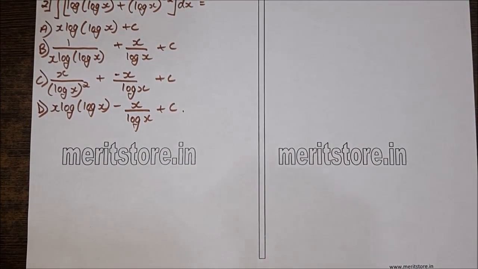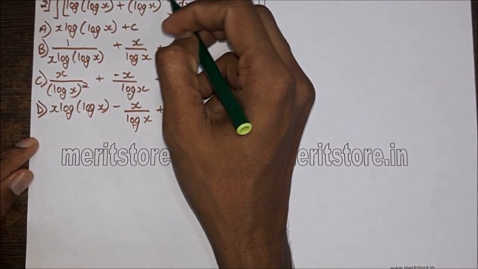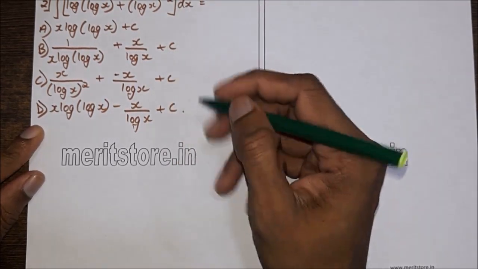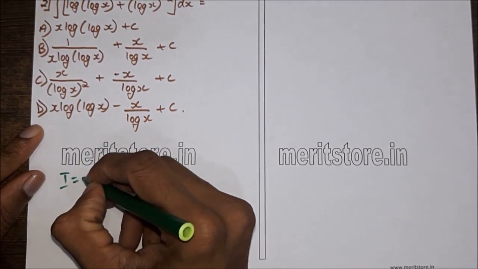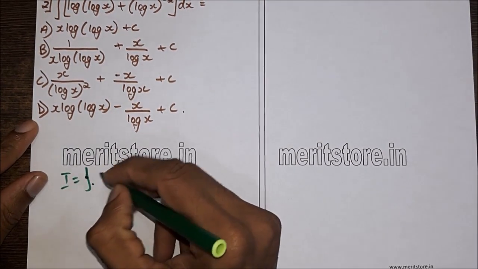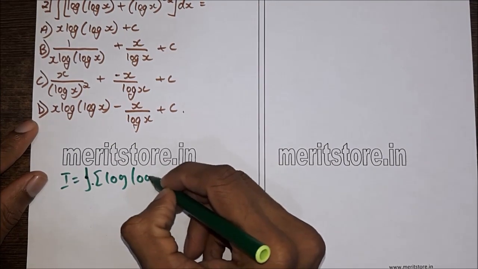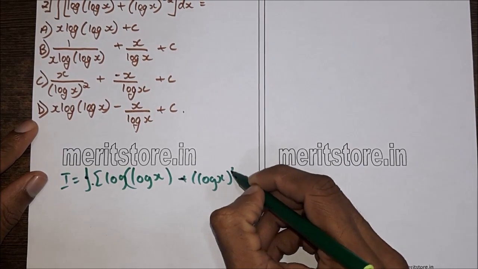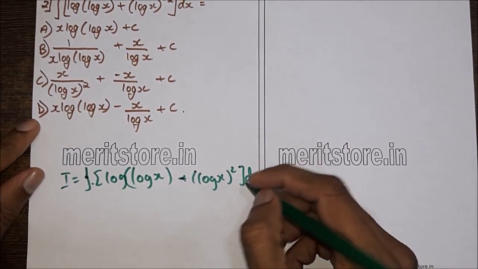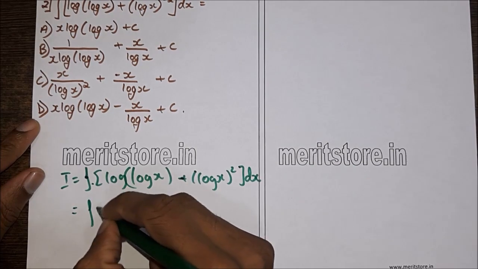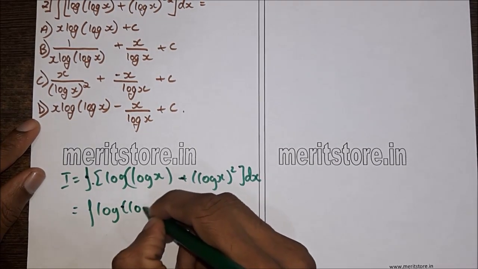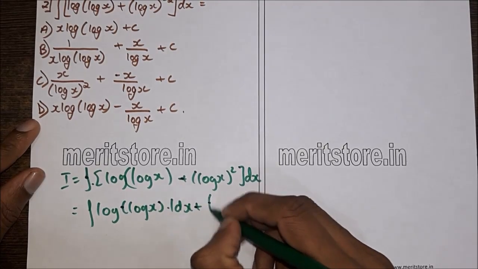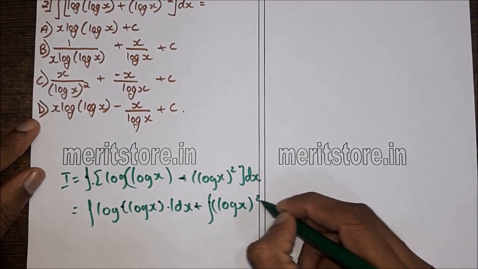Question 2. Integral of (log of x plus log x raised to minus 2) dx is equal to, we are given 4 options. We take I equal to integral of (log log x plus (log x) to the power minus 2) dx. We integrate, we get integral log of log x into 1 dx plus integral of (log x) raised to minus 2 dx.